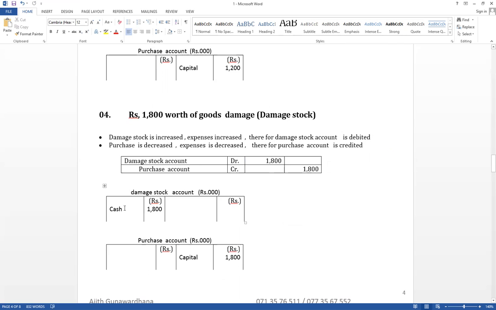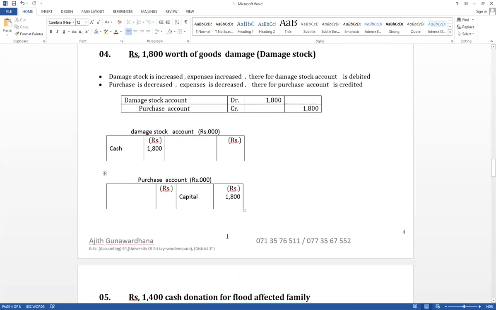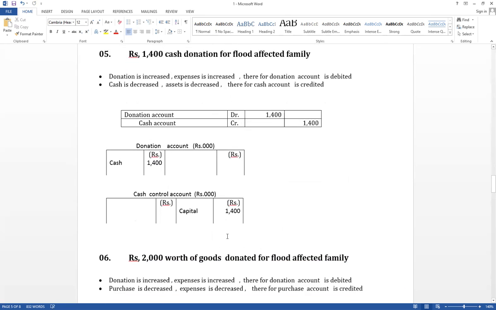Therefore, damage stock account debit side and purchase account credit. As a description, we have to write name of other ledger accounts. Damage stock not effect for cash. Damage stock is expense. Purchase is expense. As a result of damage stock, purchase decrease. Therefore, damage stock account debit, purchase account credit. Next one, 5.